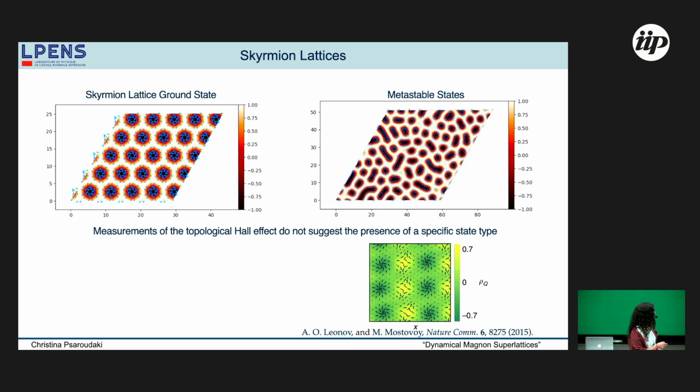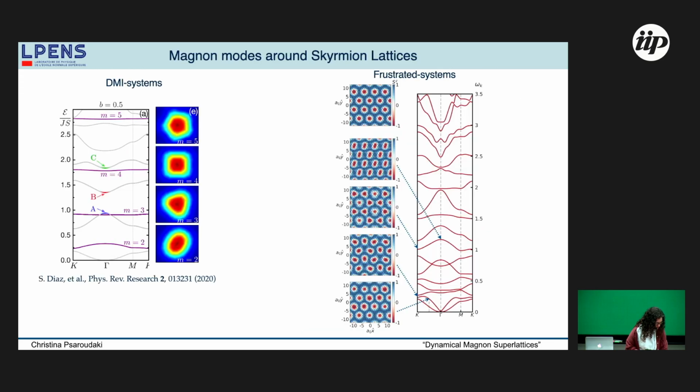But we are focusing on this skyrmion lattice, which is the ground state. It could be an anti-skyrmion lattice, but we neglect it because we found that it gives rise to similar effects. So what do we know now for magnon modes around skyrmion lattices? We have a number of bands in DMI systems. The low-lying mode at the gamma point corresponds to the translations. So here it almost goes to 0. Then we have a number of bands. Most of them correspond to skyrmion deformation, like the one you can see here.